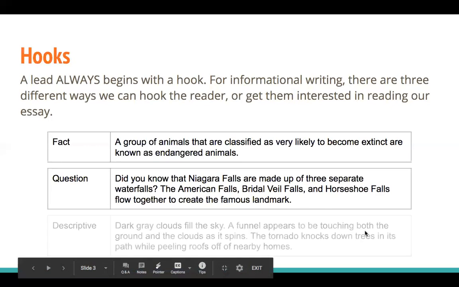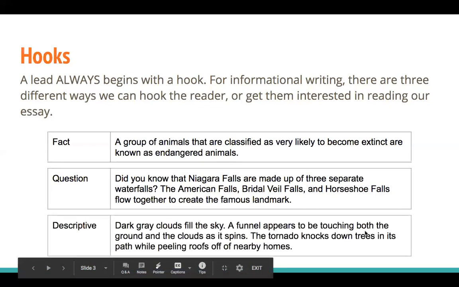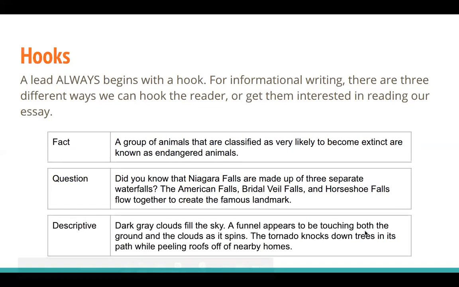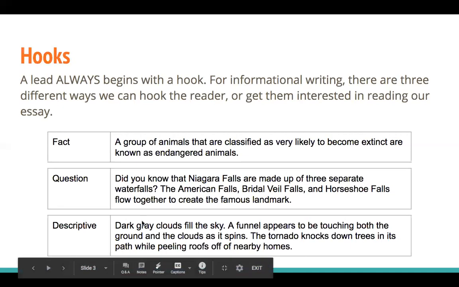And the third way you could try to hook your readers is with a description. So this is a great strategy for those of you who want your reader to picture something in their mind before they start reading your report. So an example would be right here.